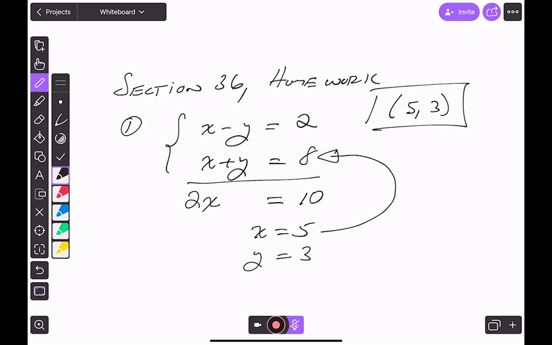I want to check it. I'm going to check it in the original system. First equation, 5 minus 3 equals 2. That's correct. Second equation, 5 plus 3 equals 8. That's correct. Also look in the answer key. Make sure you're staring at that. And of course, you are staring at that. Let's go to number 2.